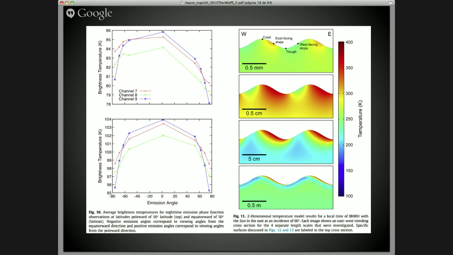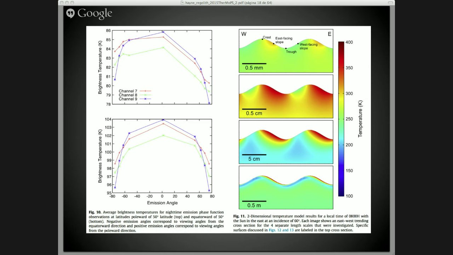As you go to shorter and shorter length scales, the surfaces can more efficiently conduct heat to one another. And by the time you get to about 0.5 millimeter, this temperature difference has become much more subdued. But it's still 50 Kelvin. So even at 0.5 millimeter on the lunar surface, because it's so insulating, you can maintain this huge temperature gradient over distances of less than a millimeter. And that's just amazing to me.